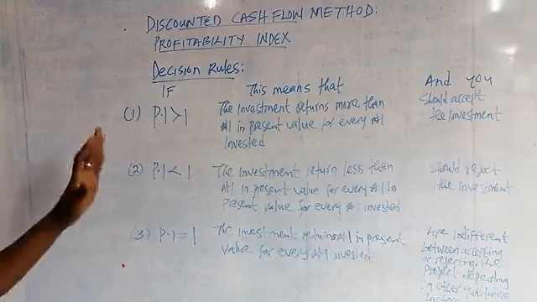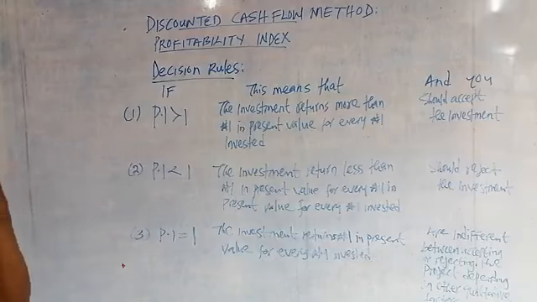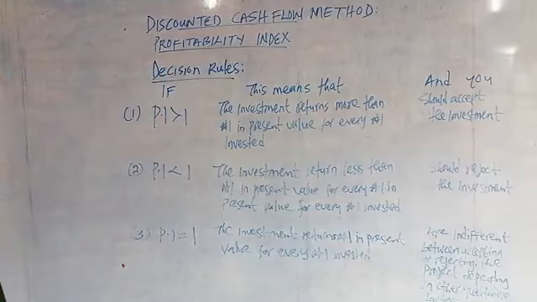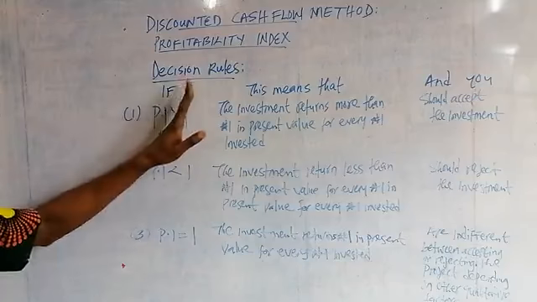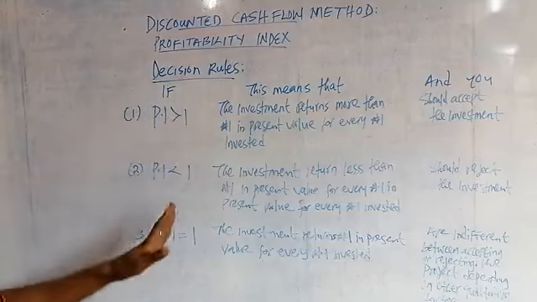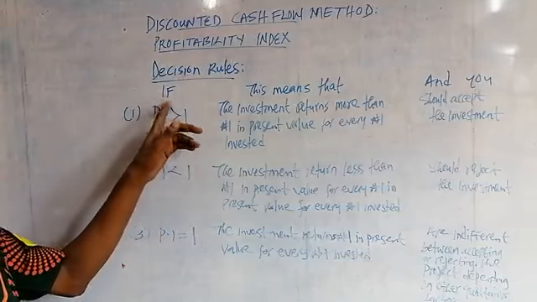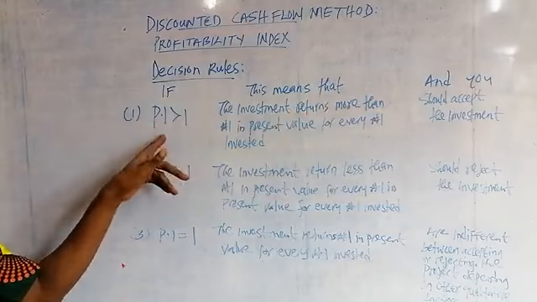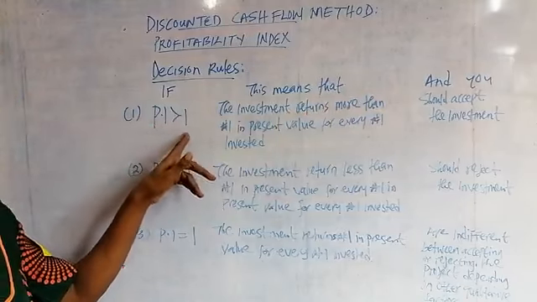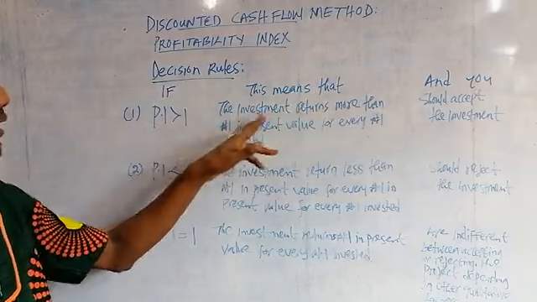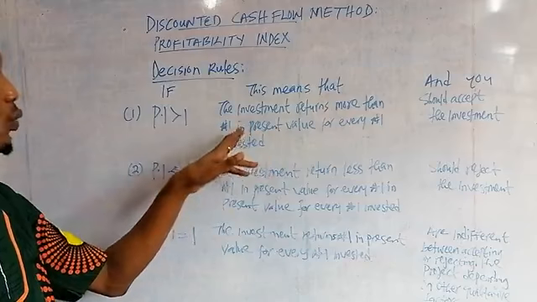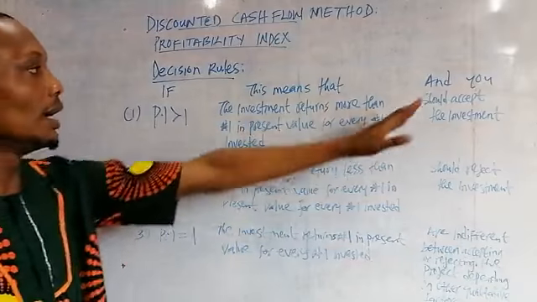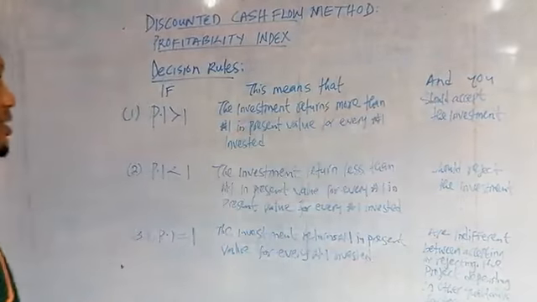Okay, this is the decision rule to follow in investment appraisal when using the profitability index as an investment appraisal technique. So we have three decision rules. One is, if the profitability index is greater than 1, this means that the investment returns more than 1 naira in present value for every 1 naira invested, and you should accept the investment.